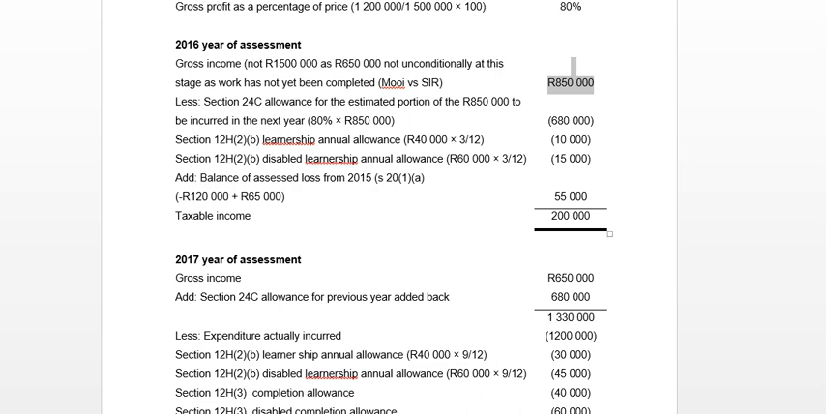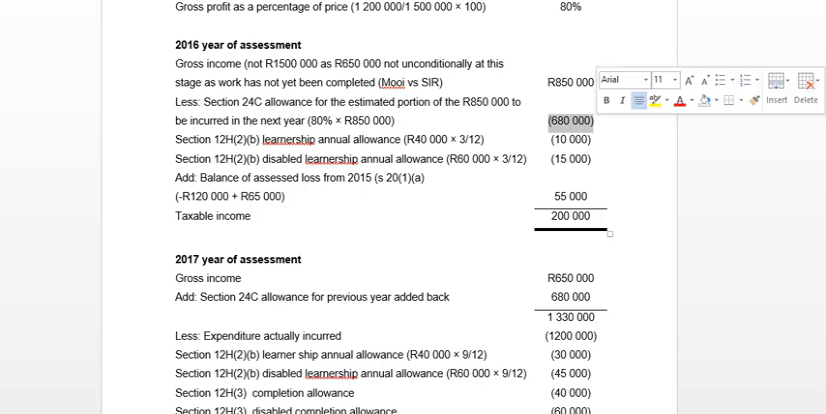Now in terms of section 24C, we may deduct the allowance for the estimated portion of this 850,000 Rand to be incurred during the next financial year or the next year of assessment. So how do we calculate that? We just calculate this gross profit as a percentage of the price multiplied by the income we received during the current year. So that's then 650,000 Rand.